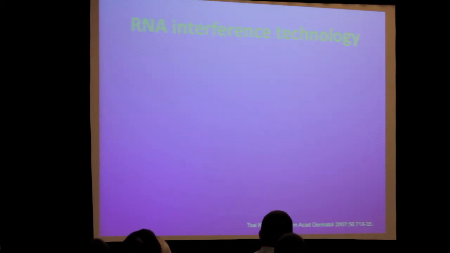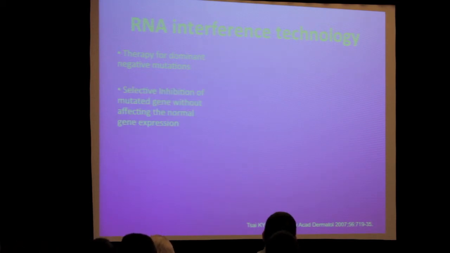And so there's this new technology called RNA interference technology, and this is a therapy for dominant negative mutations. And basically what this is, it's a selective inhibition of the mutated gene without affecting the normal gene expression.